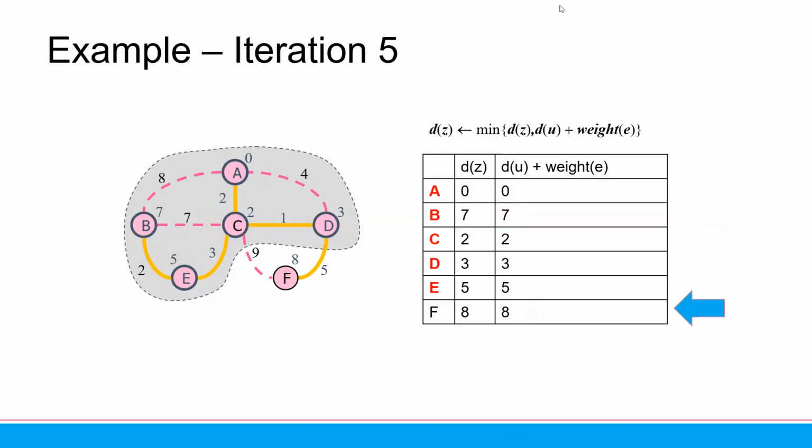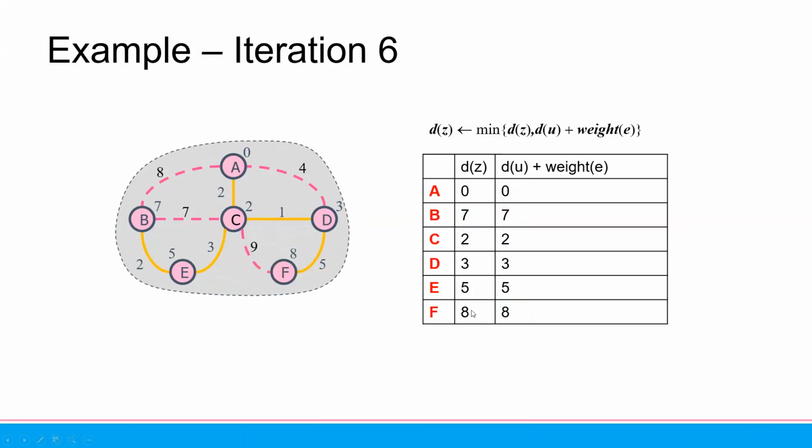And B is 7 based on the new edge relaxation. And then the last one, we will check F. If there is no update, then F is 8. Then for this one, we will have this distance. From A to B, the shortest path is 7.